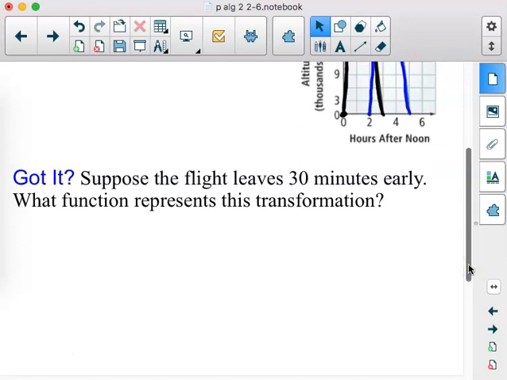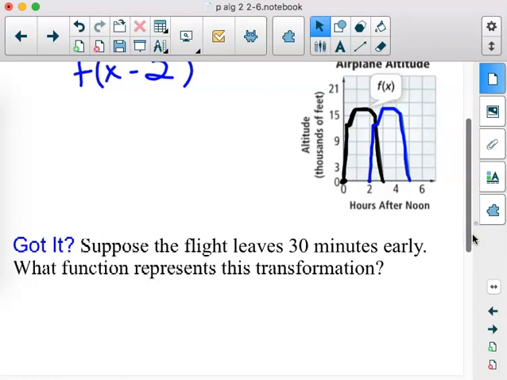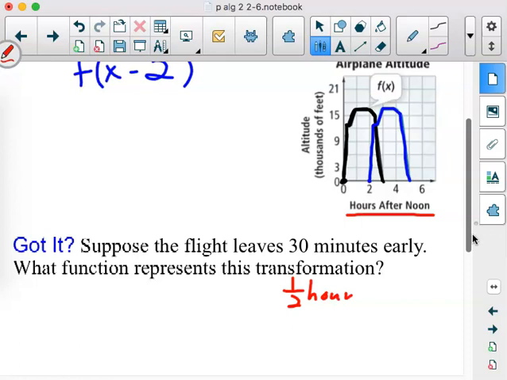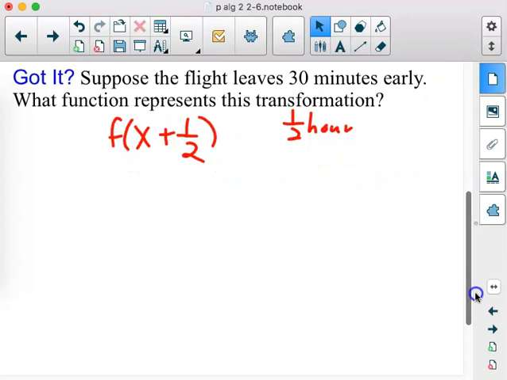Now this says, suppose the flight leaves 30 minutes early. Let me get this so you can still see the graph. Well, first off, the information about this graph says hours after noon, so I can't use 30 minutes. I'm going to have to use a half an hour. And secondly, a half an hour early is going to move it to the left. So normally left I would think is negative, so it has to be a plus in the formula because it's attached to the x. The x always responds the opposite way that we think it will. So right appears as x minus and left appears as x plus.